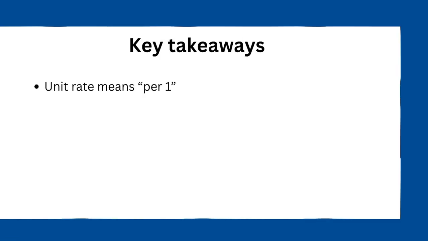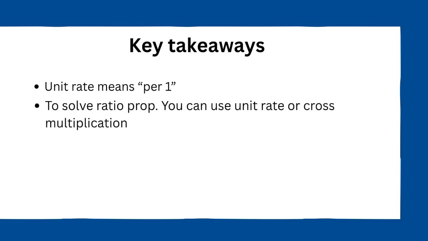So some key takeaways: a unit rate means per one, so you're finding that one of something. To solve ratio and proportion, you can use unit rate or cross multiplication. So either way you use, it's A-okay. I cannot stress that enough. It's just whatever you want to solve with and whatever method you think is easier. And that unit rate primarily uses division, which we did in our last two examples. We didn't really do multiplication. We just did solely division.